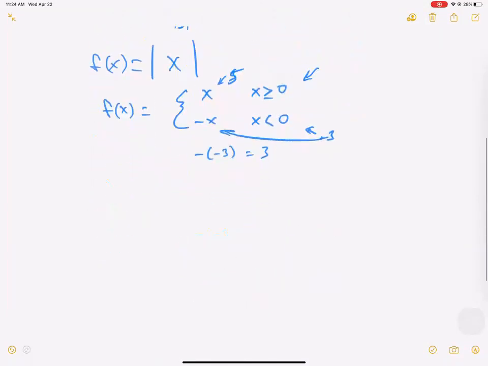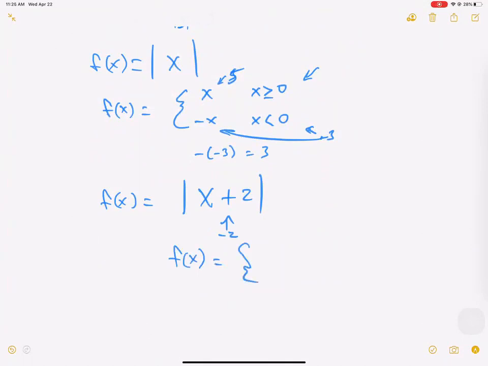Now, these can be shifted. If I write f of x is equal to the absolute value of x plus 2, what's the breaking point when this becomes a positive and negative? At what value of x will make this a positive and negative? Well, that number is negative 2. So it turns out our new way of writing this would be two versions. This would be x plus 2 and negative x plus 2.